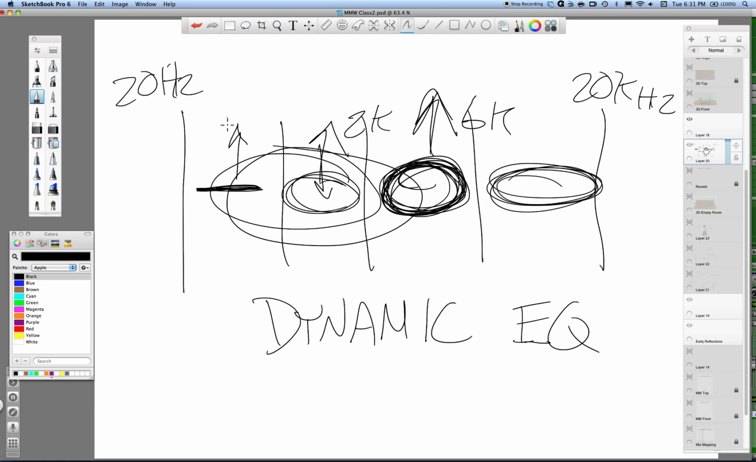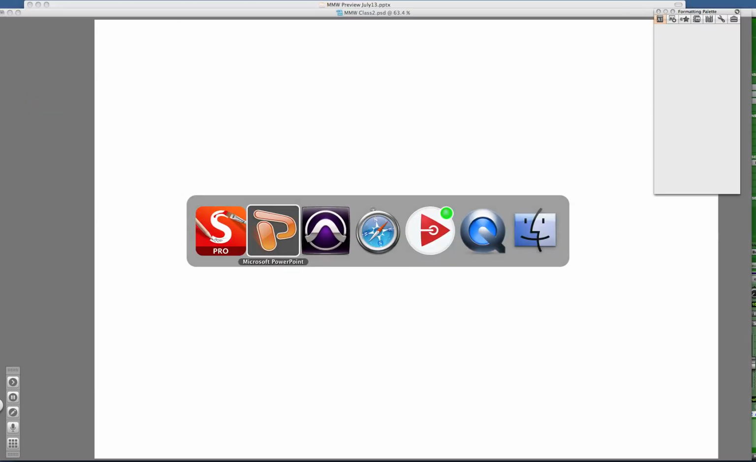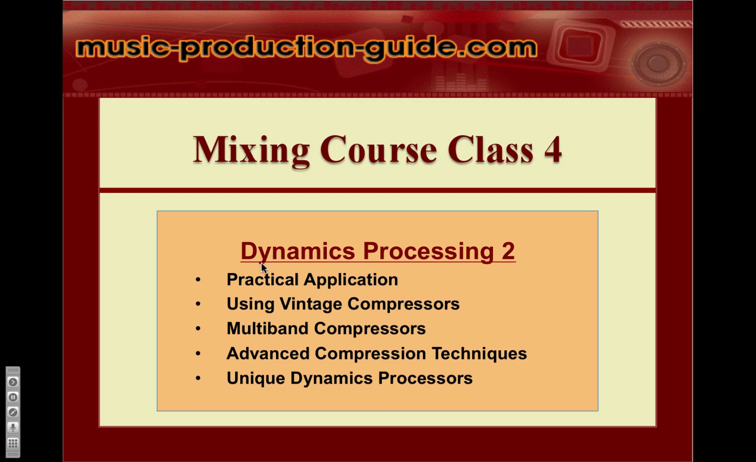So what you have is these things that are pumping the sound for the individual elements that are part of the drum kit, right? And that's the power of dynamic, multiband compression, right? And so that's a big part of the workshop here as well, right? So we'll get into some of these advanced compression techniques and unique dynamics processors.